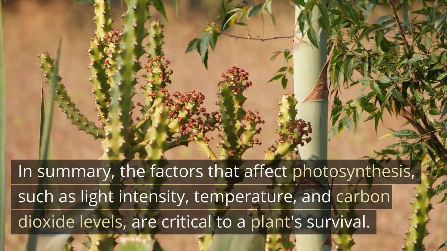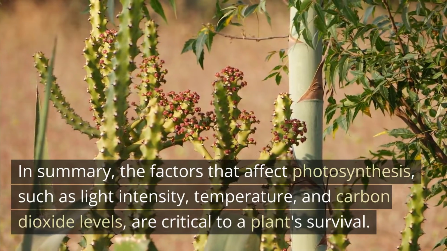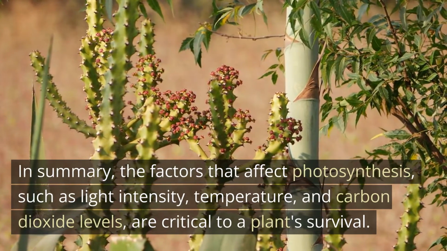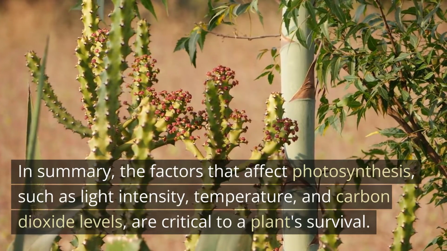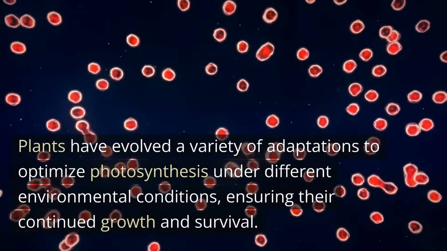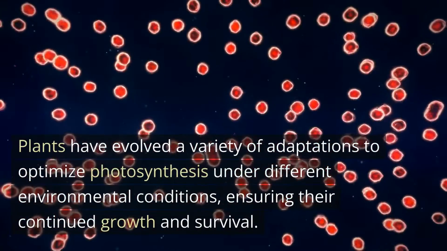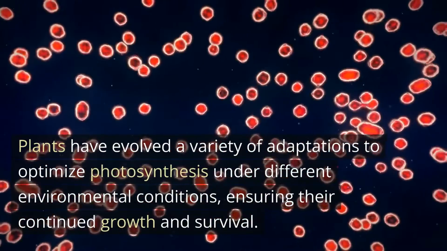In summary, the factors that affect photosynthesis, such as light intensity, temperature, and carbon dioxide levels, are critical to a plant's survival. Plants have evolved a variety of adaptations to optimize photosynthesis under different environmental conditions, ensuring their continued growth and survival.